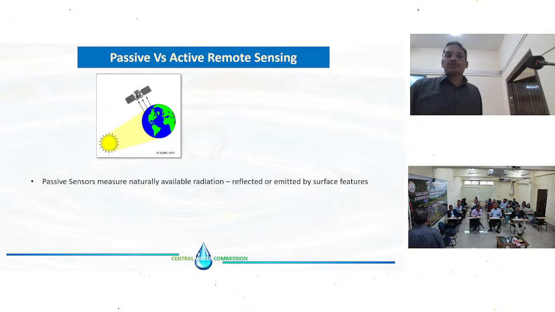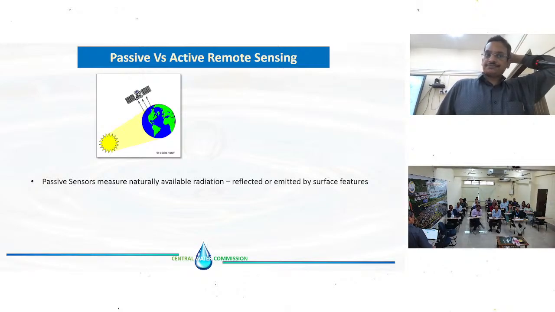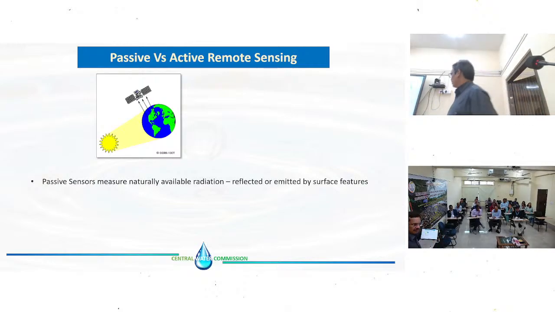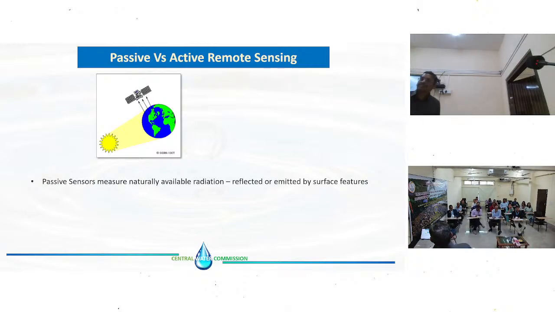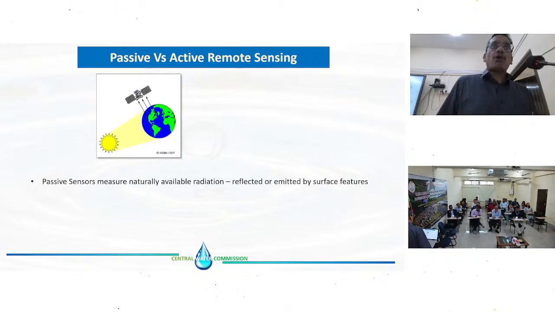There are two types of remote sensing, passive and active. Passive is something which senses naturally available radiation, the sun's radiation, like our eyes, like mobile cameras. It is mostly reflected radiation. Vegetation appears green because it is reflecting more in the green region. Water appears blue because it is reflecting more in the blue region. Similarly, other colors are combinations of primary colors.